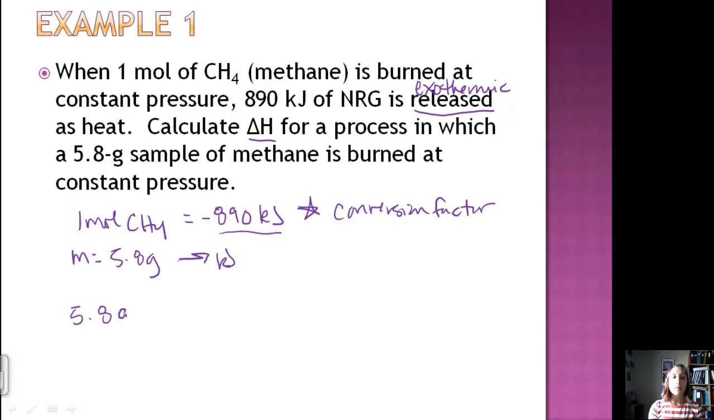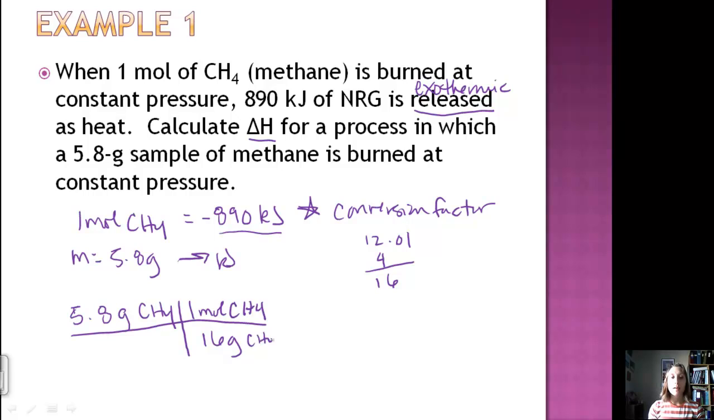Let's start with the grams. Start with what we're given in the problem. So 5.8 grams of CH4. Now, in order to go from grams to moles, we need molar mass. So for every 1 mole of CH4, carbon is 12.01. Each hydrogen is about 1, so we're going to say 4. So that's going to give us about 16 grams. We could stop here and calculate and then do our next one, but we're just going to go all one step. So we've canceled out our grams, and now we're at moles, and now we can use our mole to kilojoules conversion factor.